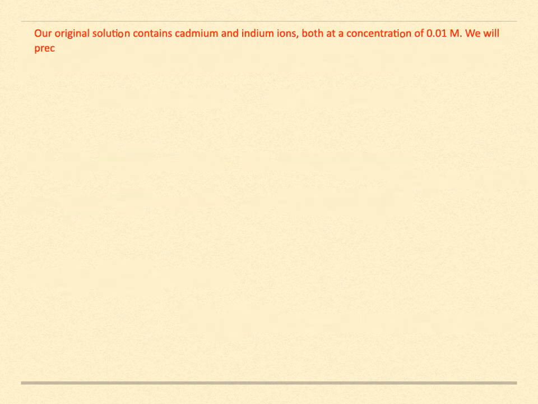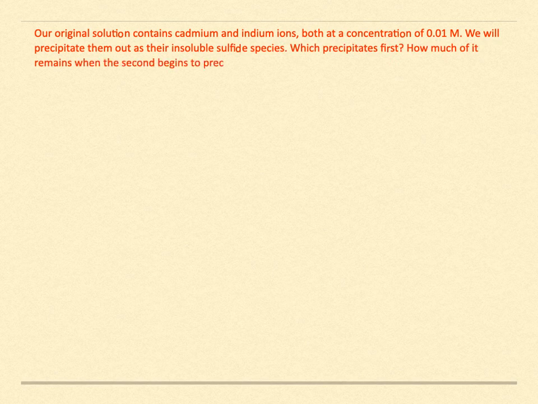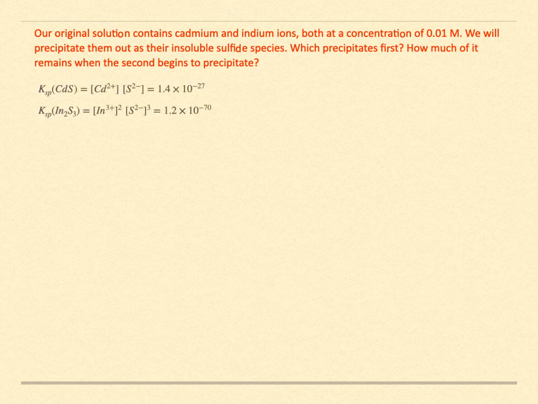Consider an original solution that contains cadmium and indium ions, both at a concentration of 0.01 molar. We will precipitate them out as their insoluble sulfide species. Which precipitates first? How much of it remains when the second begins to precipitate? Well, look up the KSP values. Note that cadmium is a 2+ ion, indium is a 3+ ion, and sulfide is a 2- ion.